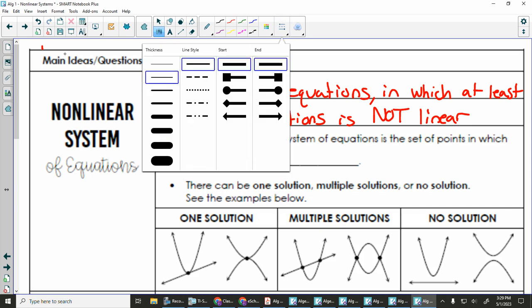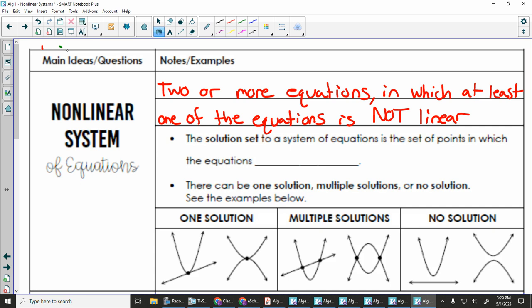So the solution set to a system of equations is the set of points in which these equations are true, or where they cross each other. What you're looking for is where they cross. There can be one solution, multiple solutions, or no solution at all. All right? So if you need a second to fill in the notes, pause the video.